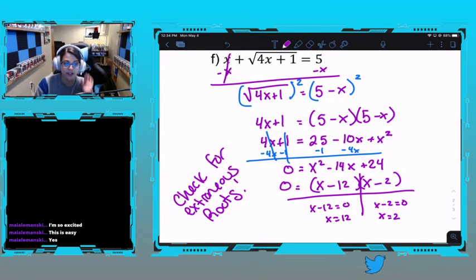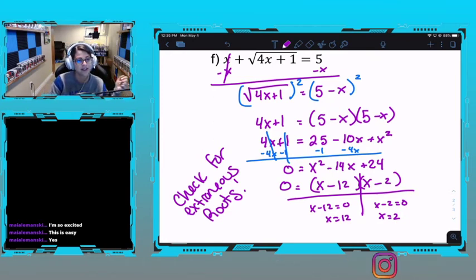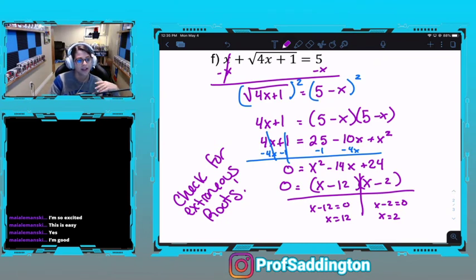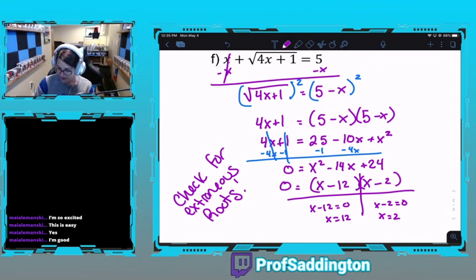Okay, so extraneous means two things. It could mean that you get something invalid under the radical, or it means when you go back to do the check and you plug it in, you get something like 7 equals 2, and that doesn't work. So make sure you're checking both answers, and that's it.